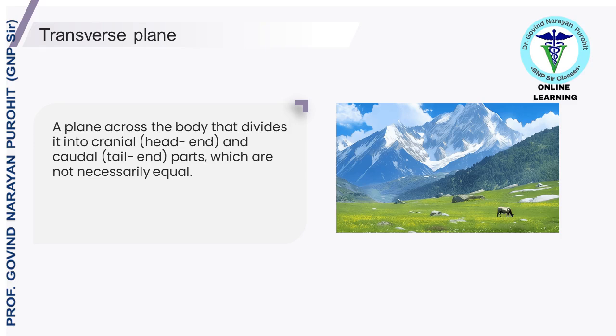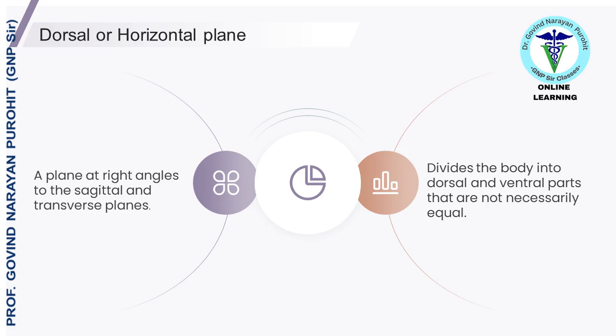Transverse plane, a plane across the body that divides it into cranial, head end, and caudal, tail end, those are not necessarily equal. Dorsal or horizontal plane, a plane at right angles to the sagittal and transverse planes. It divides the body into dorsal and ventral parts that are not necessarily equal.